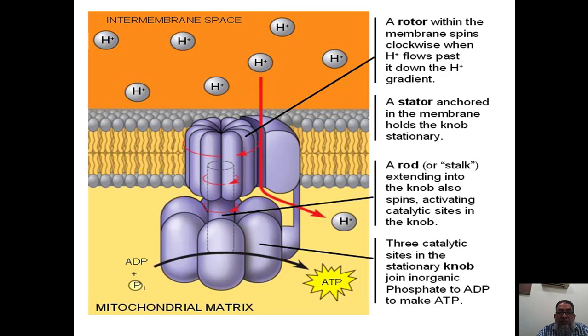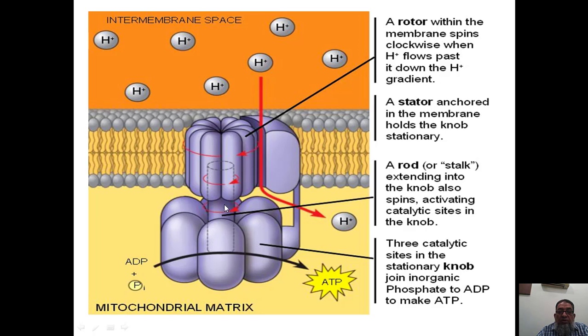So what will happen? The sites of the catalysts will open up when these 6 proteins, the enzymes, move. This will expose the sites for ADP, ATPase or ATP synthetase activity. Activating the catalytic sites in the knob, 3 catalytic sites in the stationary knob join inorganic phosphate to ADP to make ATP. So this is the catalytic site in the knob.